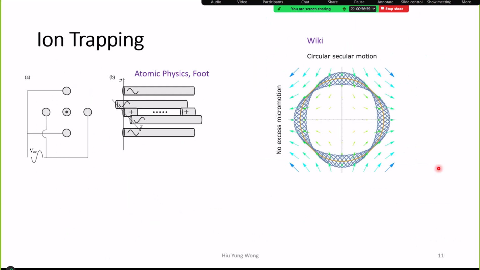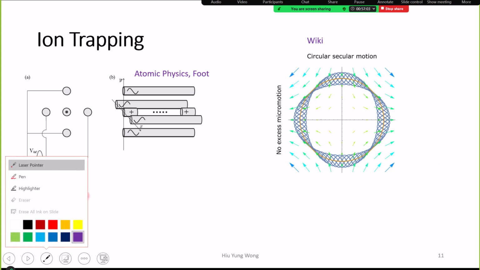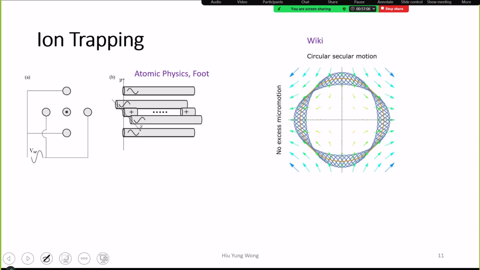So we will not go into the math, but I just want to show you the results. You can refer to the book. This trap is called the Paul trap. It traps the ion. Remember, these are positive ions. They are trapped in space. They are really floating in space, right? The potential, phi, follows this relationship.